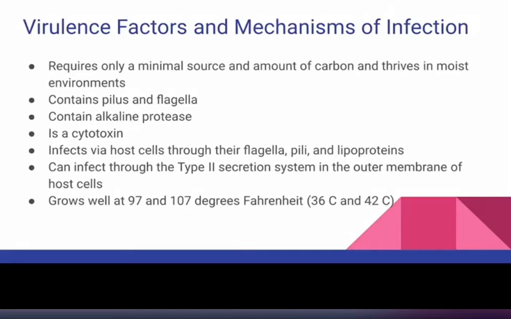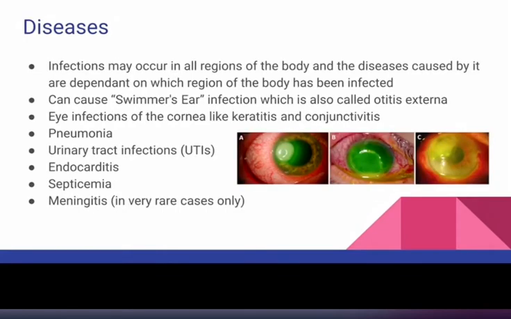It will infect the cells through the flagellar pili and lipoproteins. And it can also infect through type 2 secretion system, which allows for cytoplasmic proteins to be transported across the cell membrane, and these proteins can send signals to other nearby cells, which aids in the promotion of infections. It grows well at 97 degrees Fahrenheit, which is 36 degrees Celsius, and 107 degrees Fahrenheit, which is 42 degrees Celsius.